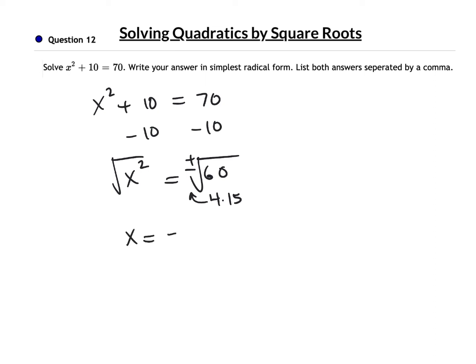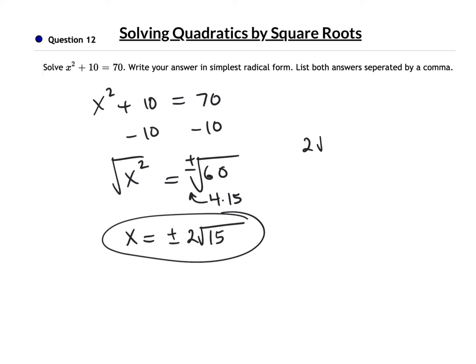Make sure you put the plus or minus first, though. That's the sign of the number. It always goes in front of the number. Square root of 4 is 2, in front of the root. Left underneath the root is 15. Plus or minus 2 root 15. In WAMAP, we'll write that as 2 root 15 and negative 2 root 15.